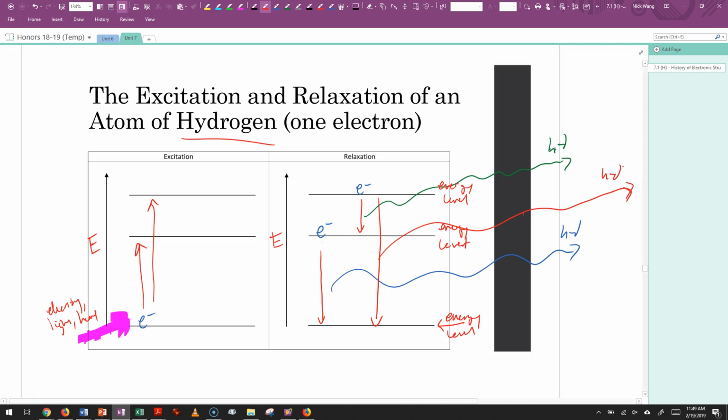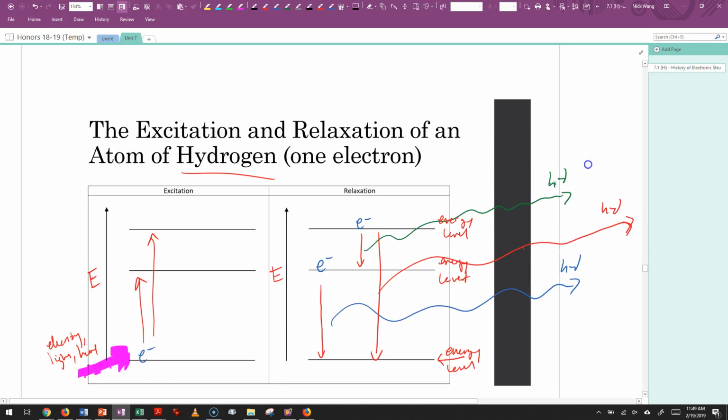So let's go back to the question at hand here. Where exactly does all this light come from? It comes from the relaxation of electrons after energy has been absorbed from another place. So energy goes in, and then as a result of it being relaxed, it's going to release energy in the form of light. And different lights correspond to different energies.